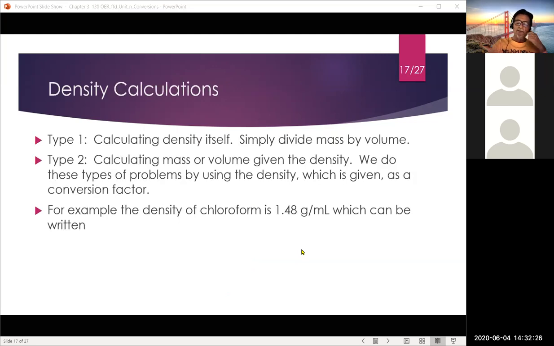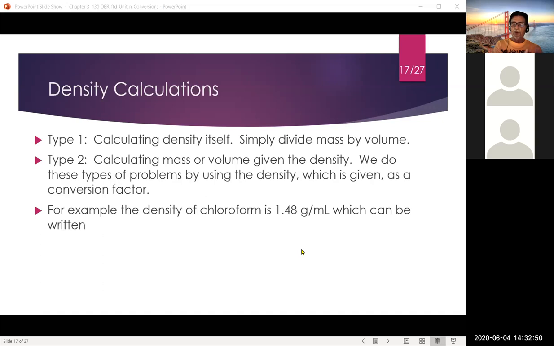So we can do density calculations. The type 1 calculation, the first one, is simply you're given the mass, you're given the volume, you can calculate the density. Or if you're given the density of a material, you can calculate the mass and or the volume, depending on the question being asked.